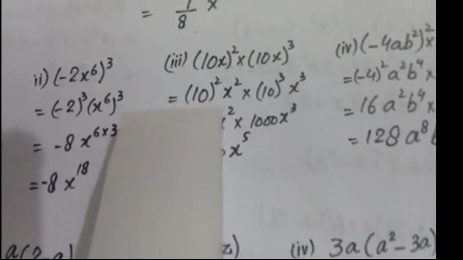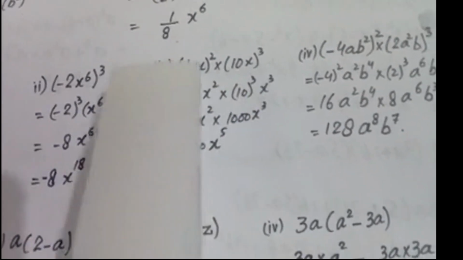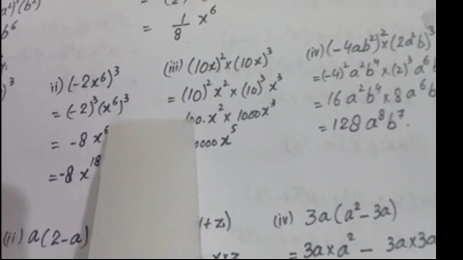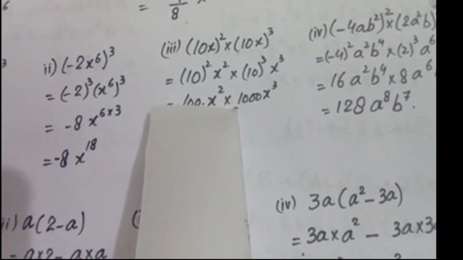Now see the next question: (10x²) multiplied by (10x)³. Apply this square to both 10 and x and apply this cube to both 10 and x. This will become square of 10, that is 100, and x² as it is, multiplied by cube of 10, which is 1000. Cube means 10 multiply by 10 multiply by 10. And x³ will be as it is.